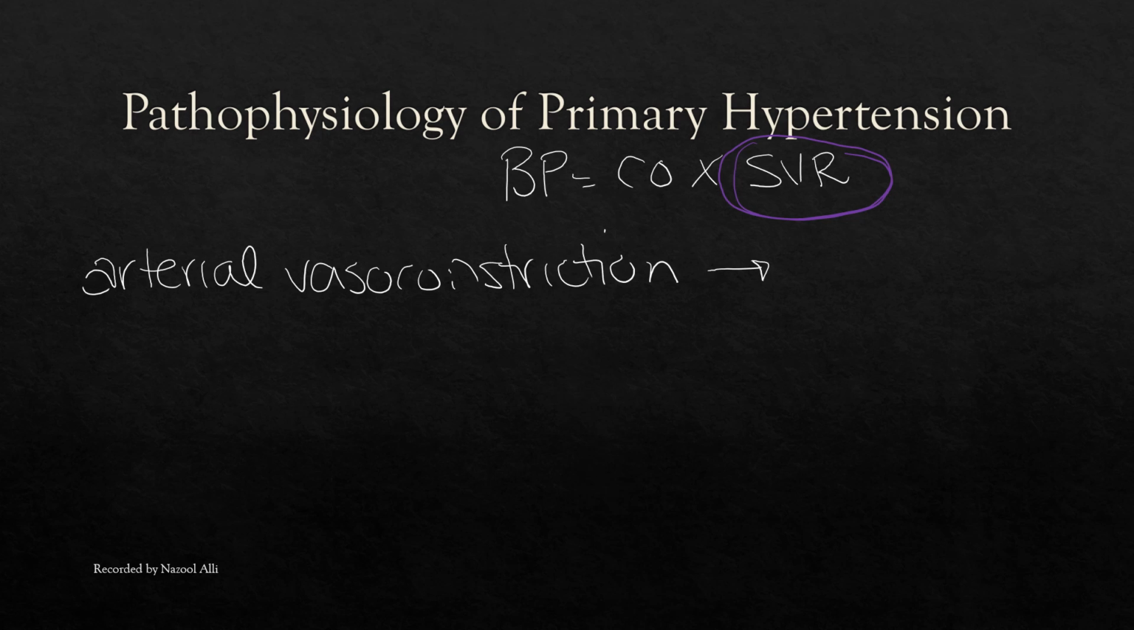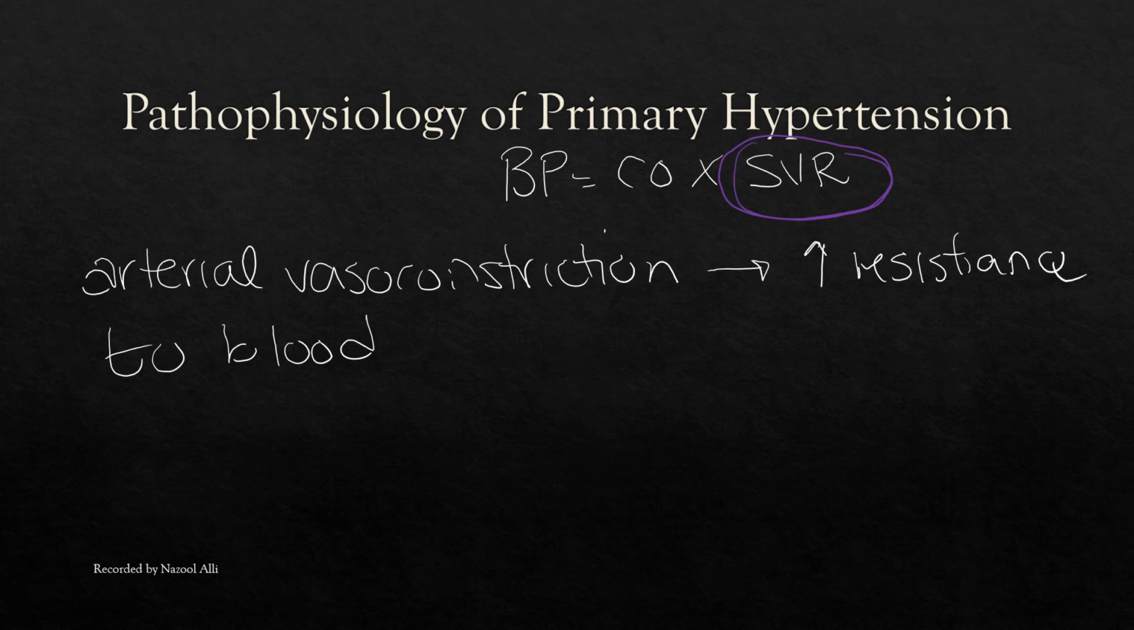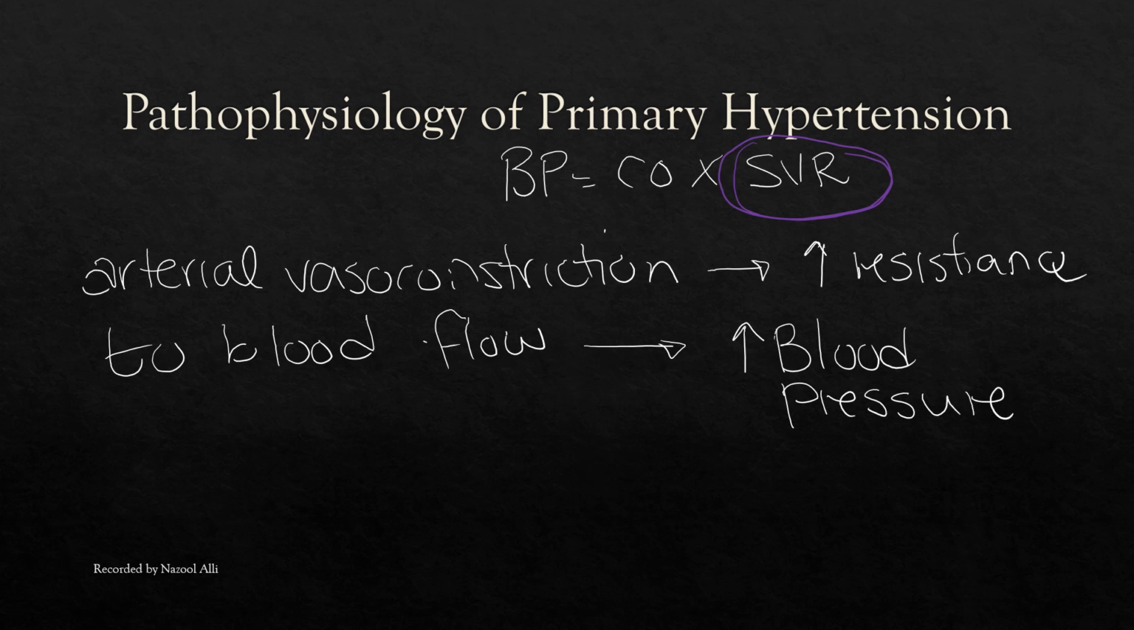As a result of this arterial vasoconstriction, it means that there is increased resistance to blood flow, and it also means that the workload increases. If you think about which side of the heart is pumping blood into arteries, that will be the left ventricle. So because there's increased resistance there, you're now going to have an increase in blood pressure, resulting in hypertension, essential or primary hypertension.